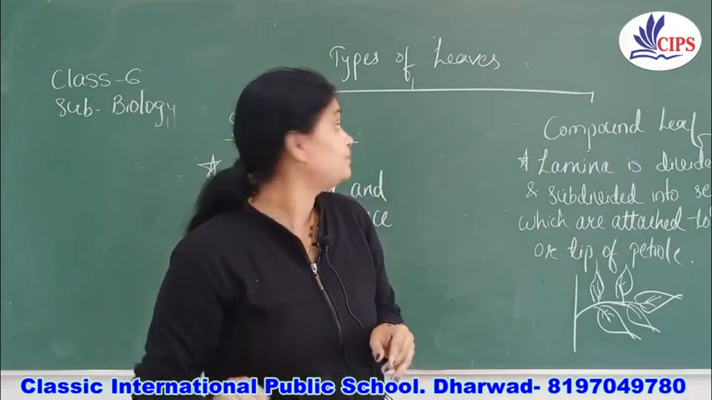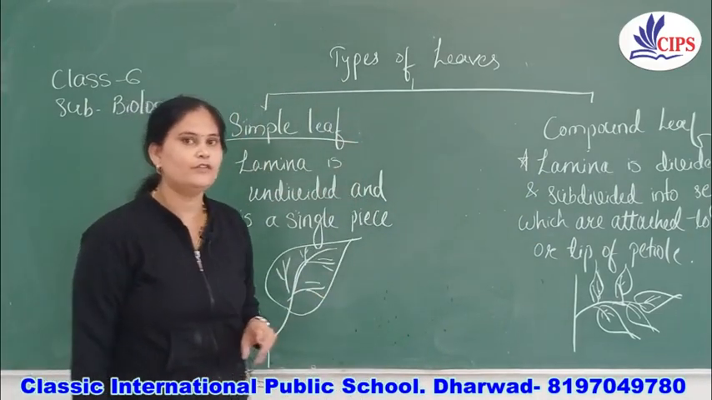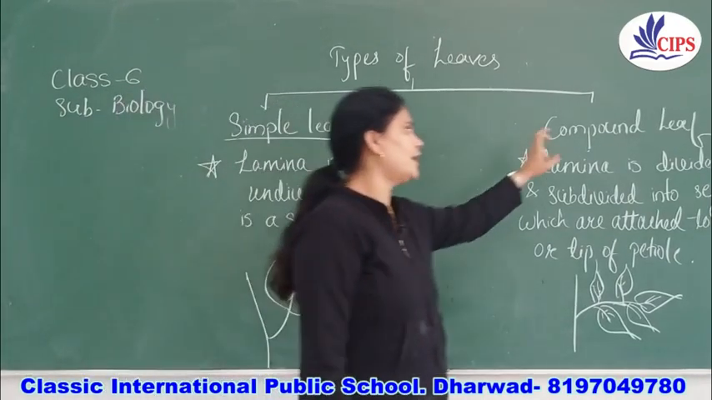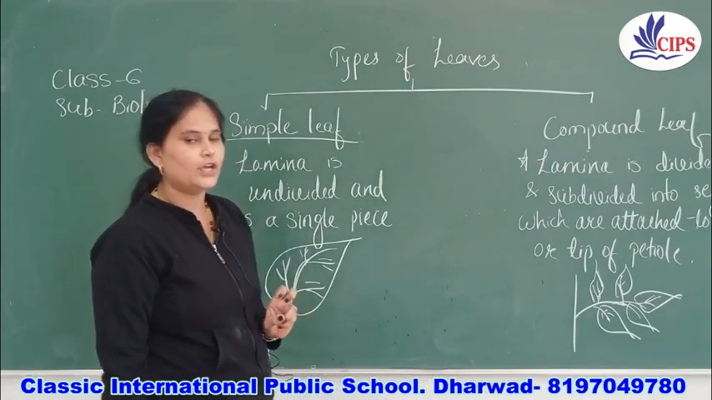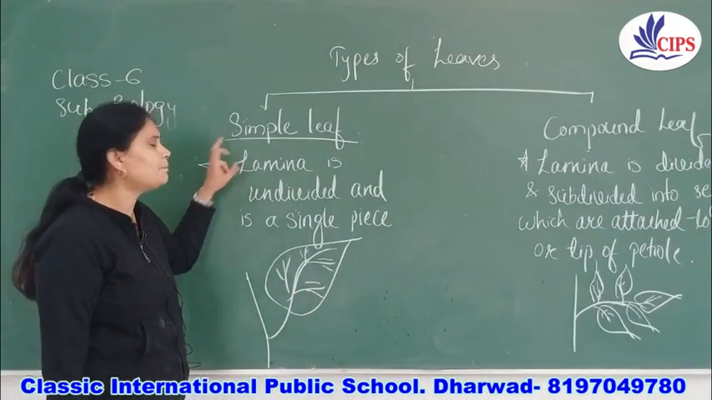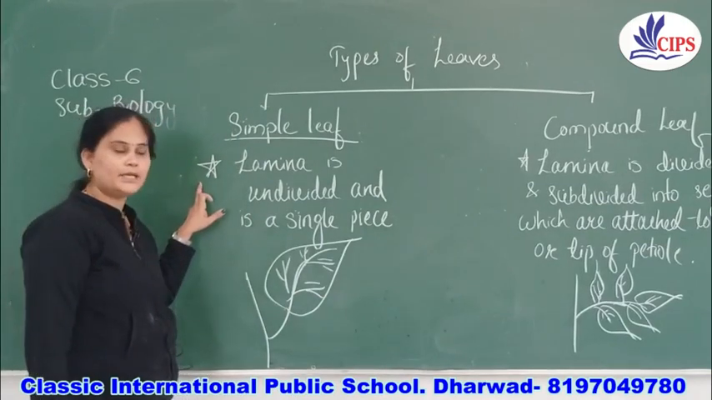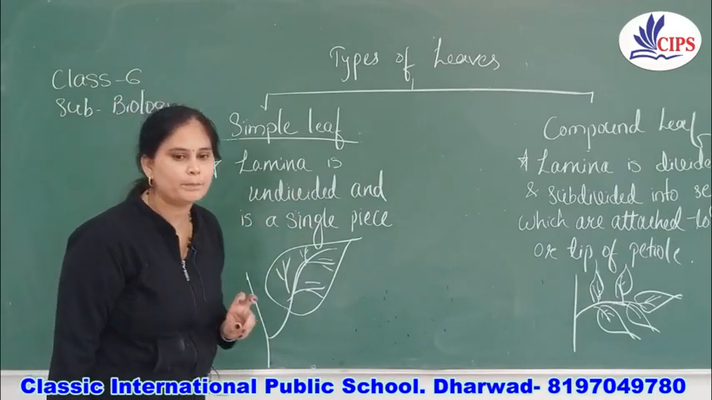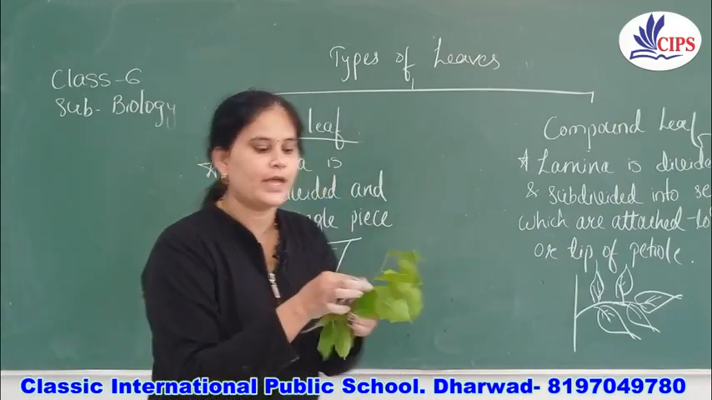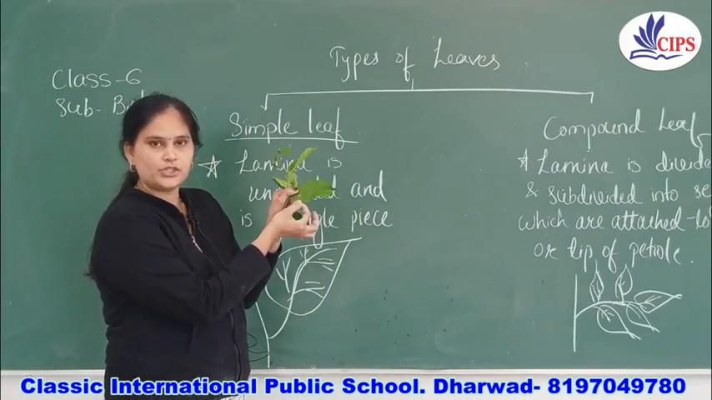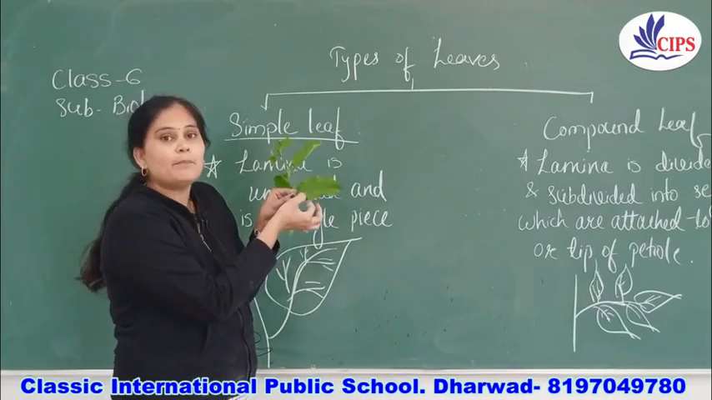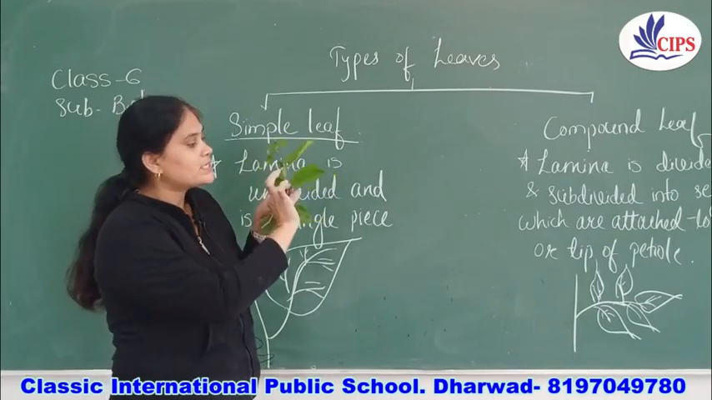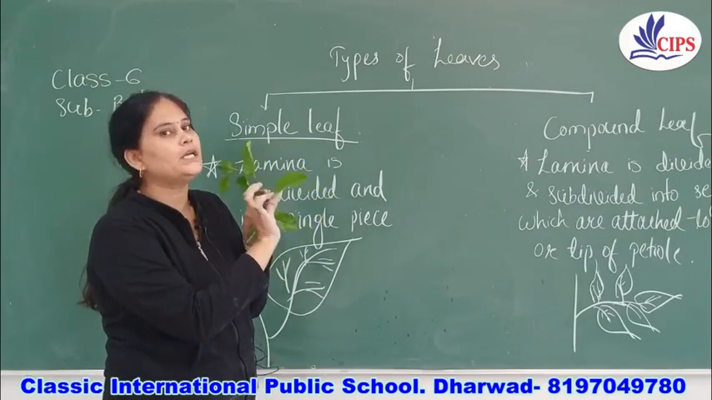Now let us see what the types of leaves are. There are two types of leaves: one is the simple leaf and another is the compound leaf. What do you mean by the simple leaf? In a simple leaf, the lamina is undivided and is a single piece. This broader portion is called the lamina, and it is not divided. It remains as a single piece. Such a leaf is called a simple leaf.